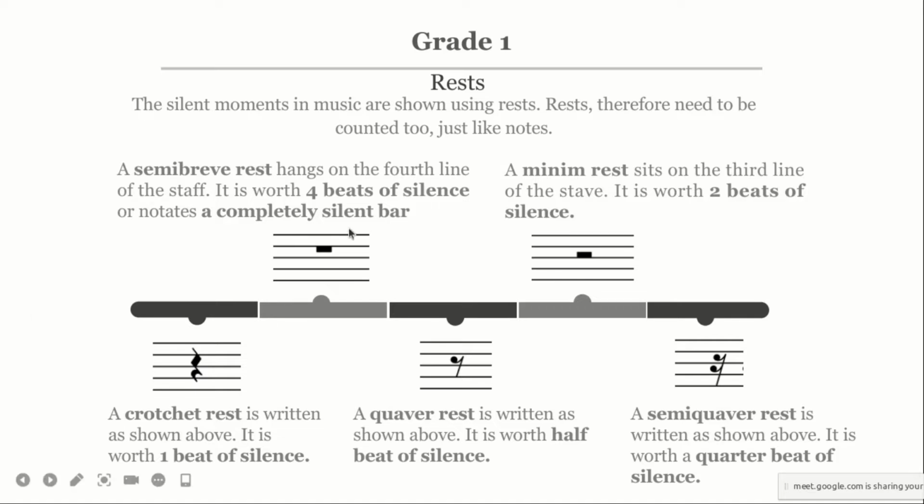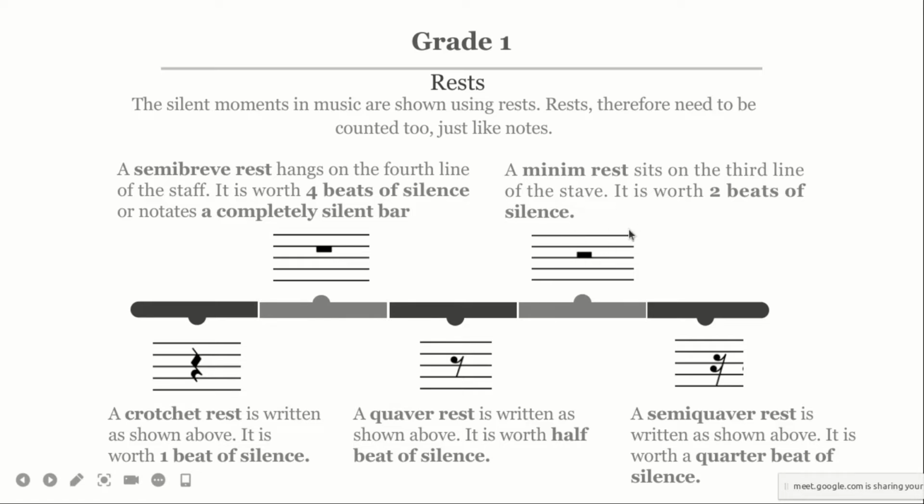Pay careful attention to the semi-brief rest. The semi-brief rest is hanging from the 4th line of the staff, and this is a semi-brief rest. It can be a semi-brief rest indicating 4 beats of silence, or it can be used to notate a whole bar that is silent. So even if the bar is 2-4 or 3-4 and it's totally silent, you'll usually see a semi-brief rest. It's very common, and it's the way it should be indicated. So it either means 4 beats of silence, like a semi-brief, or a whole silent bar.